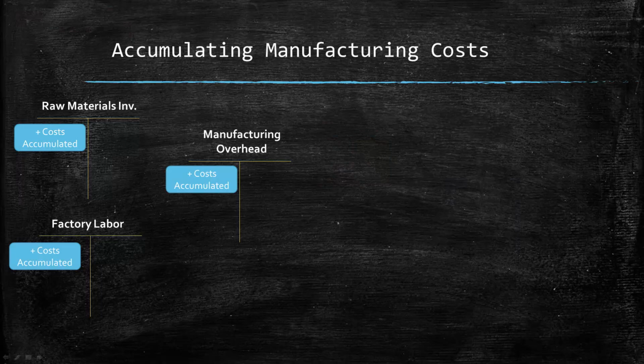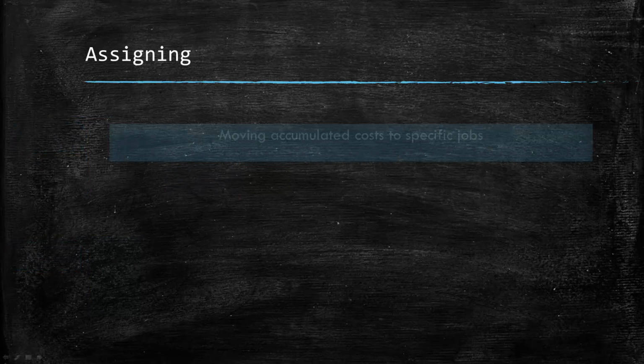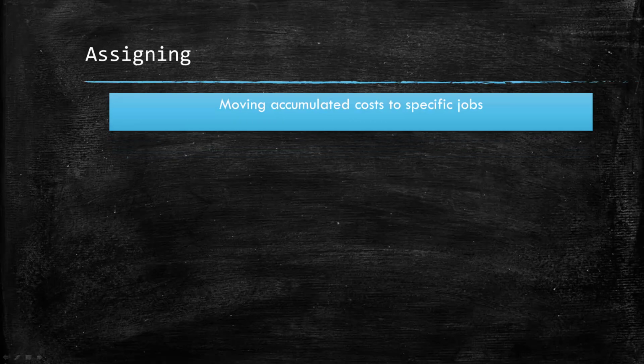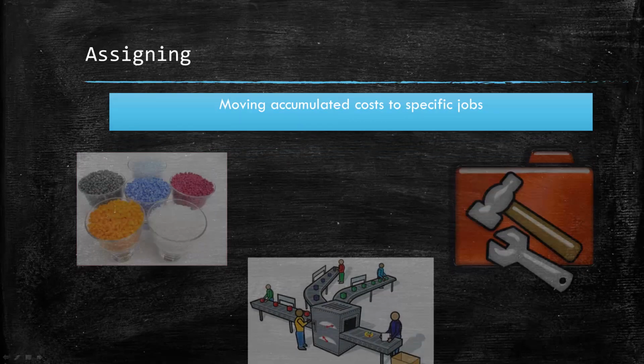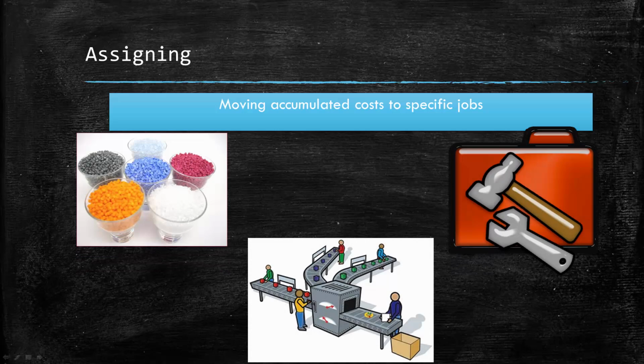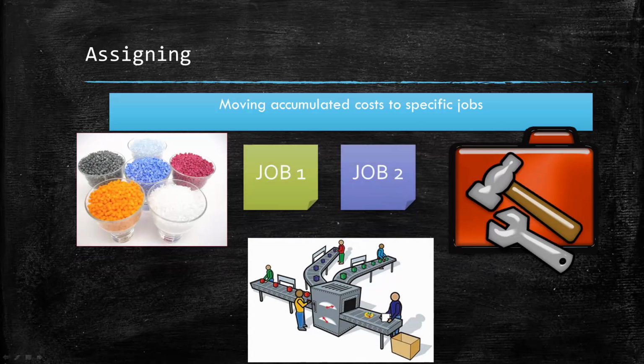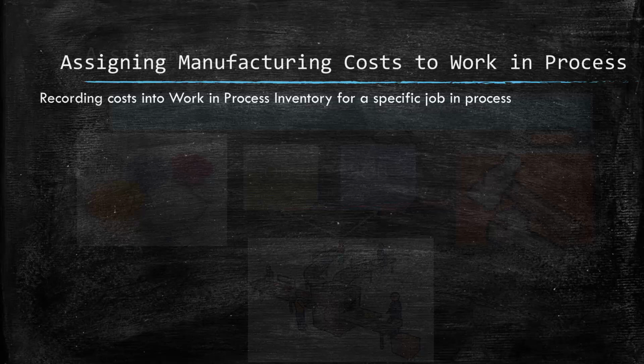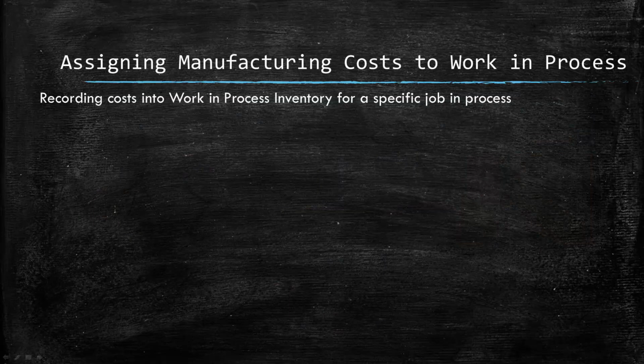So now we have all of these costs for materials, labor, and overhead. We've accumulated them into some accounts. And now the next step will be to assign the costs relating to specific jobs. So in assigning, what we're doing is we're moving costs out of those holders and into work in process inventory. So we're taking our materials, our labor, and our overhead and assigning them to specific jobs through the process of journal entries. So let's look at our first journal entry relating to assigning costs to work in process.